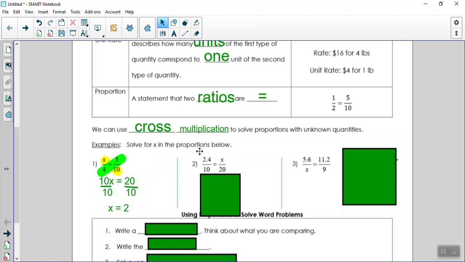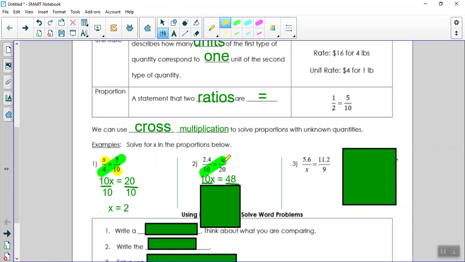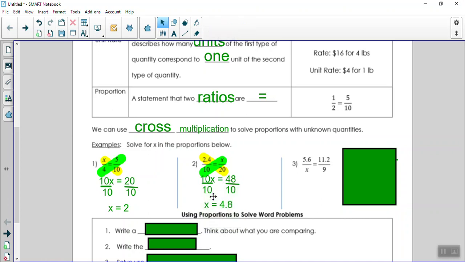We can do that no matter what our numbers are, even if they're decimals. So again, we're going to cross multiply, right? 10 times x is going to give us this 10x. And on the other side, we're going to multiply 2.4 times 20, and we get 48. But then again, we want to get x by itself. So this is 10 times x. The opposite of multiplying is division, so we're going to divide by 10 on both sides. And when we do that, we get x is equal to 4.8, and that's our final answer.